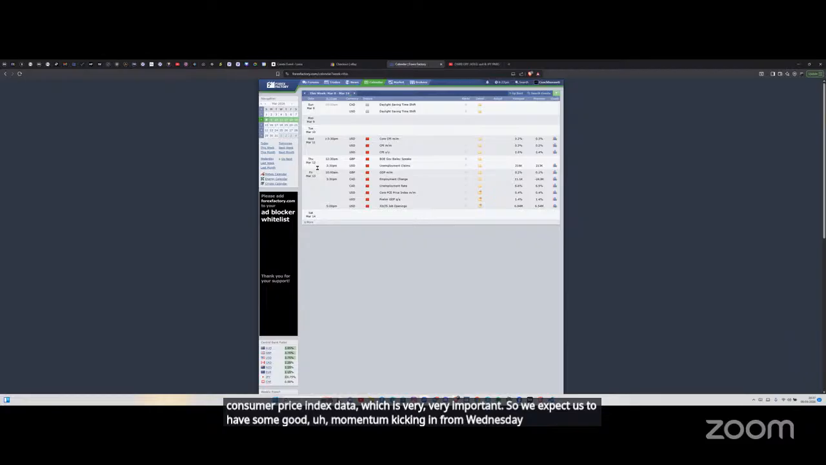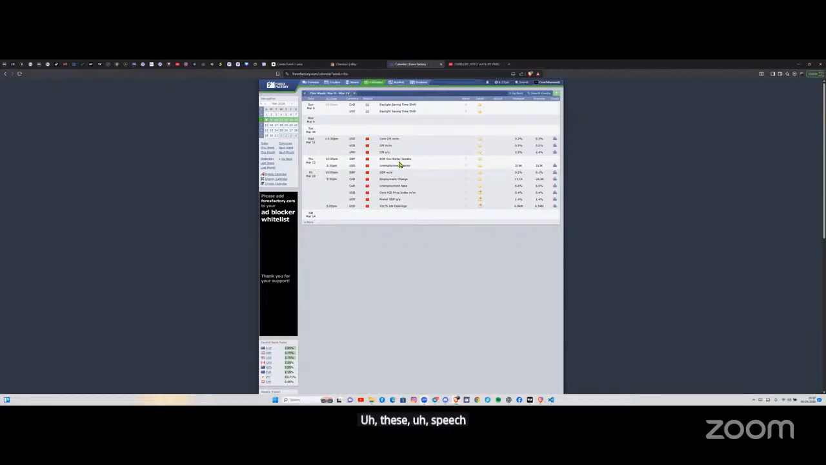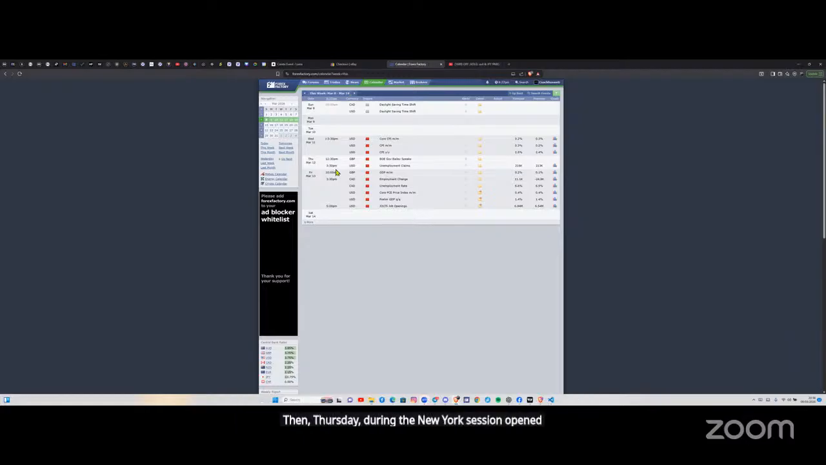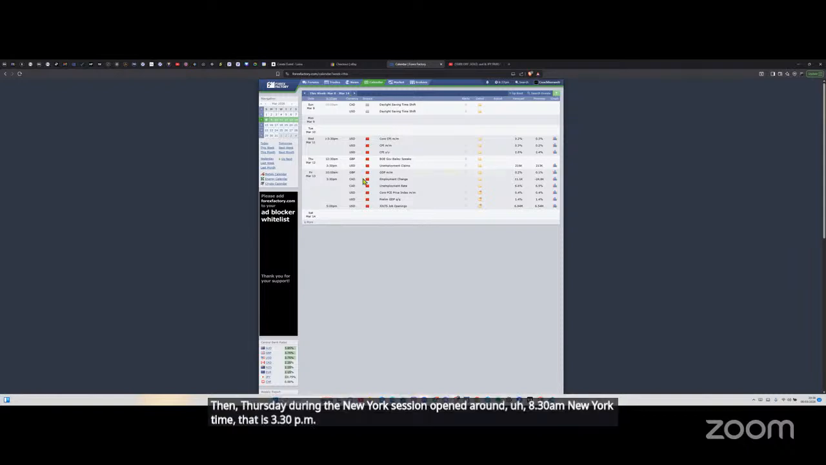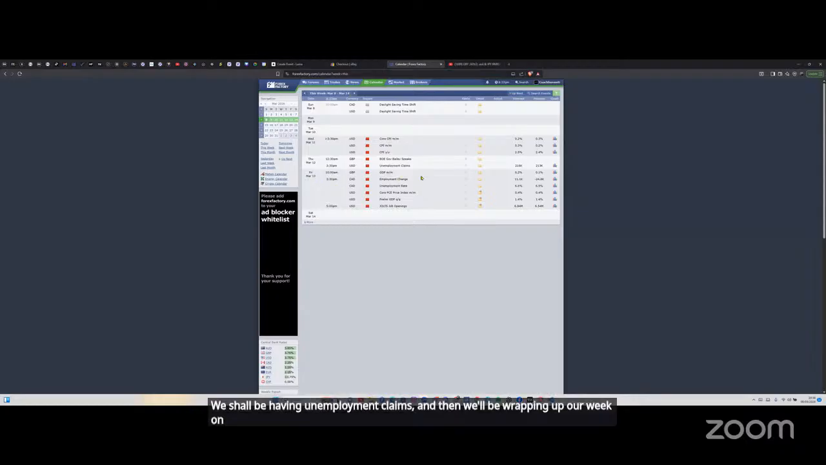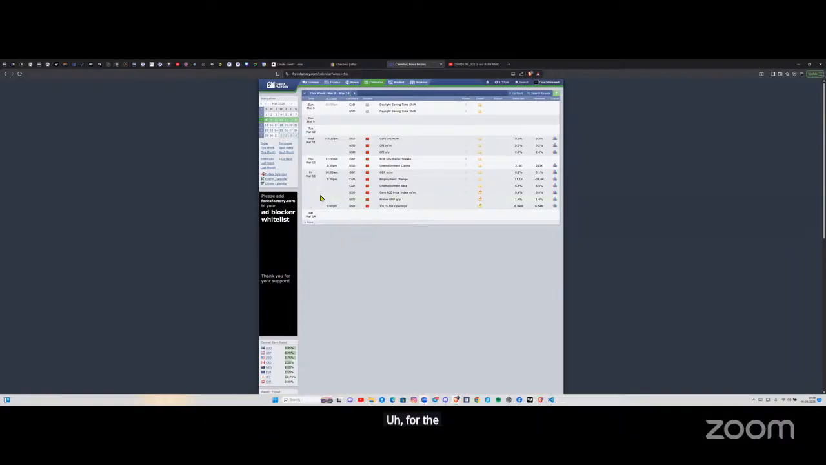And then on Thursday, there is a speech from Bailey, that is the Bank of England. It will be affecting the pound. And then on Thursday during the New York session open, around 8:30 a.m. New York time, that is 3:30 p.m. Kenyan time, we shall be having unemployment claims. And then we'll be wrapping up our week on Friday, whereby we're going to have GDP for the pound.